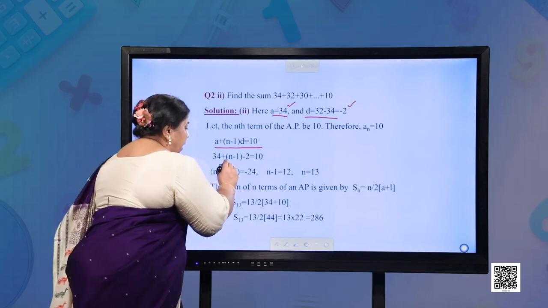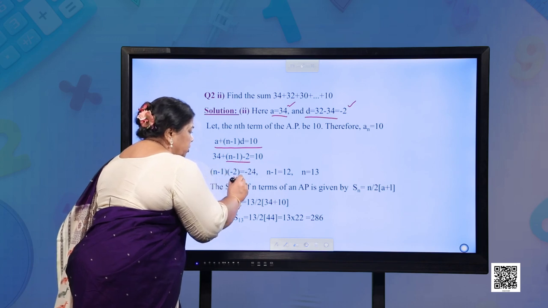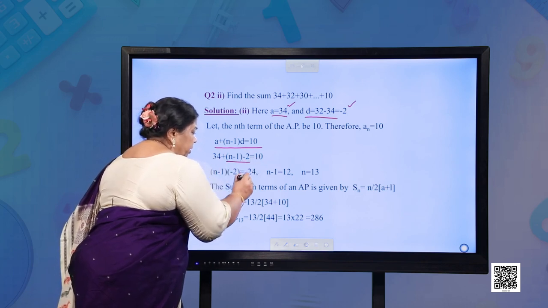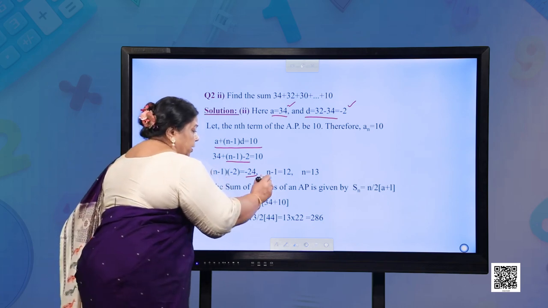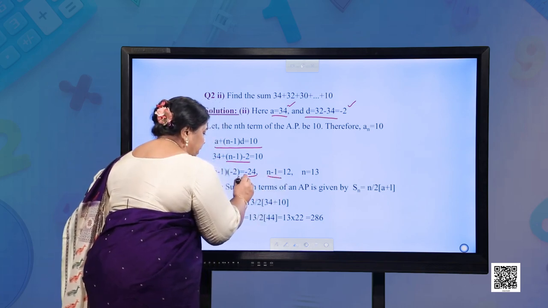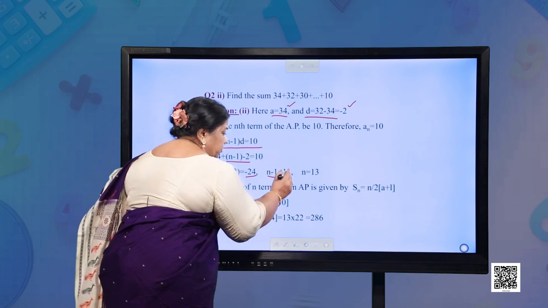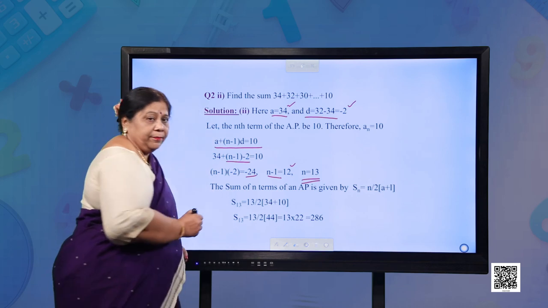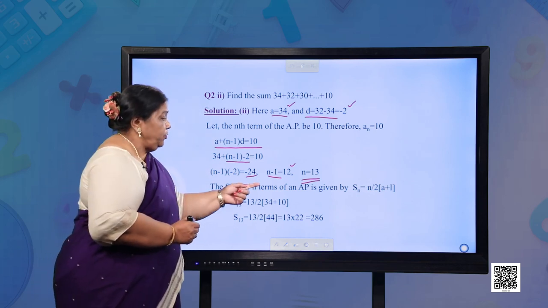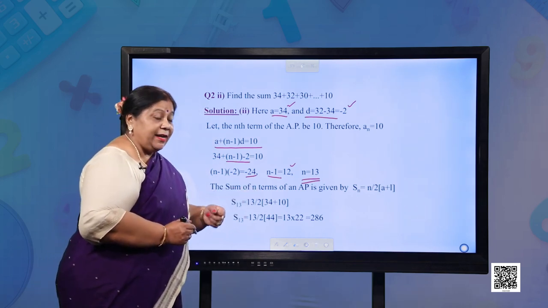That gives me N minus 1 into minus 2 is equal to 10 minus 34, which is minus 24. So, N minus 1 is equal to minus 24 upon minus 2? It gives me plus 12. Therefore, N is equal to 13. Is it clear? Now, we will use sum of n terms formula.